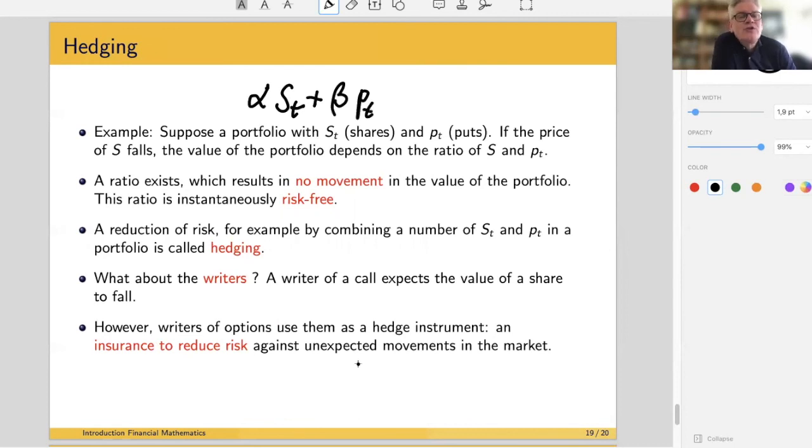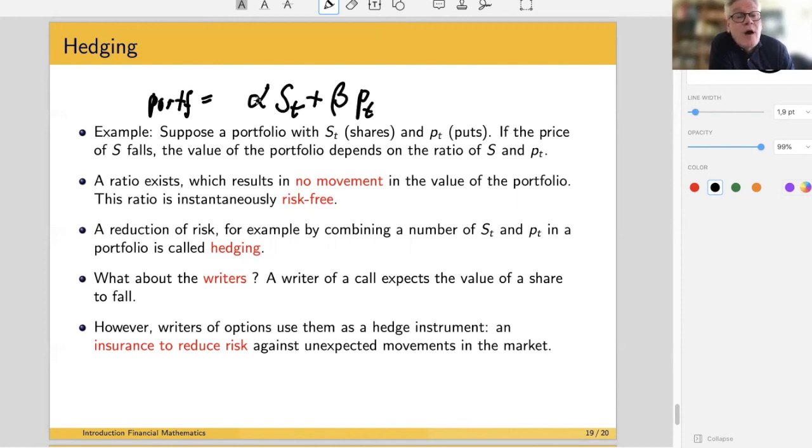Now suppose the stock price goes down. Then this complete portfolio could still go up in value. Suppose alpha is 0 and beta is 1. Then if the stock price goes down, the value of the put increases. So in total, this portfolio gets worth money instead of losing money when the stock goes down.